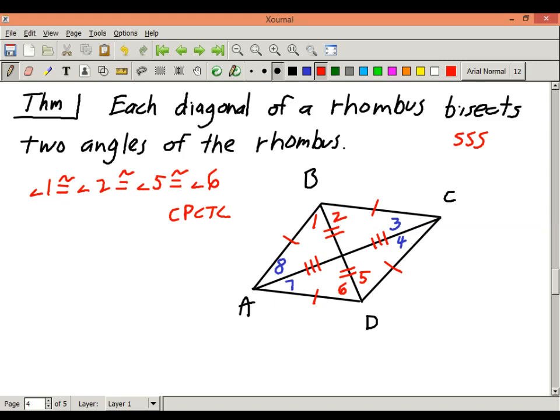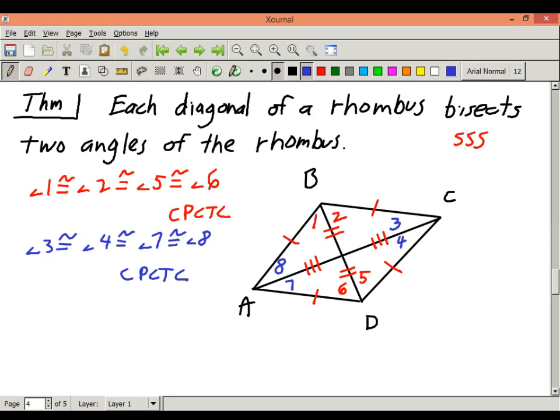Same thing with the blue angles there. So angle 3 is congruent to angle 4, is congruent to angle 7, is congruent to angle 8. Those 4 angles would, again, overlap. They would correspond with each other in the 4 congruent triangles. So they're also congruent by corresponding parts of congruent triangles are congruent.